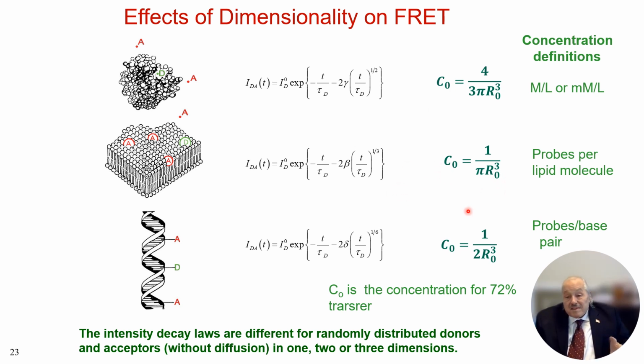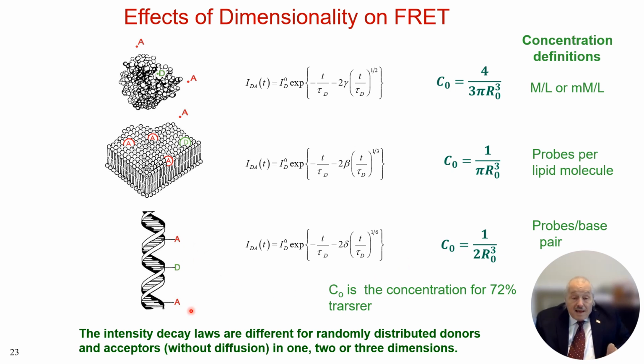In membranes, how are you going to define the concentration? It would be easy to describe the concentration as the number of probes per square micrometer or something like that. But what's usually used is the number of probes per lipid molecule. But notice it's a different decay law. The time dependence is different.